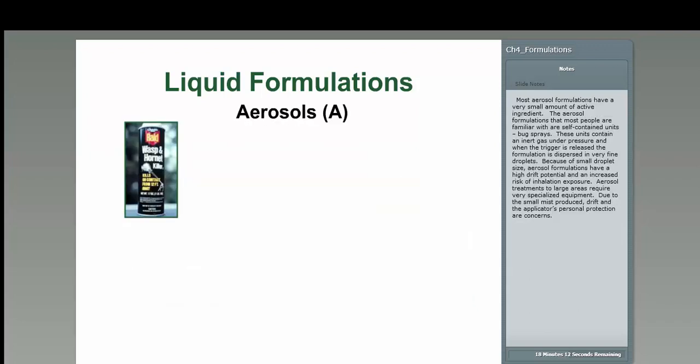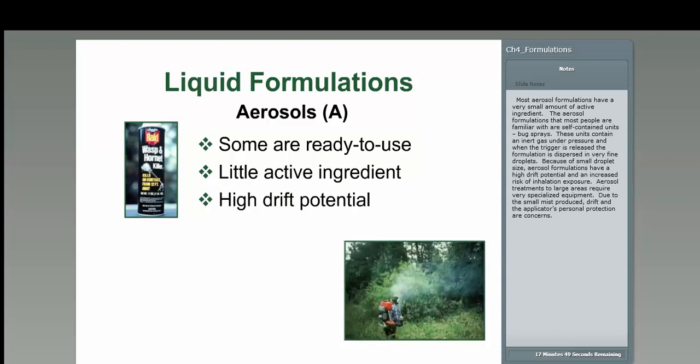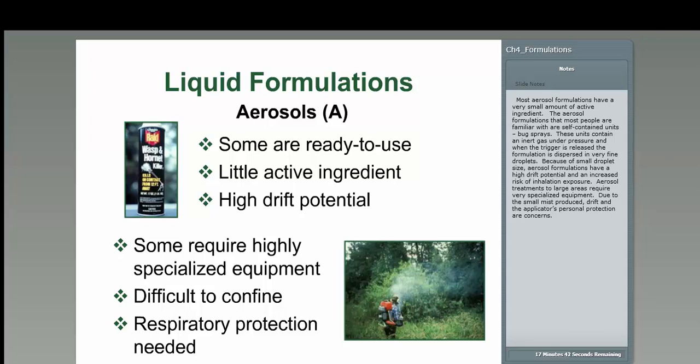Most aerosol formulations have a very small amount of active ingredient. The aerosol formulations that most people are familiar with are self-contained units, bug sprays. These units contain an inert gas under pressure, and when the trigger is released, the formulation is dispersed in very fine droplets. Because of small droplet size, aerosol formulations have a high drift potential and an increased risk of inhalation exposure. Aerosol treatments to large areas require very specialized equipment. Due to the small mist produced, drift and the applicator's personal protection are concerns.